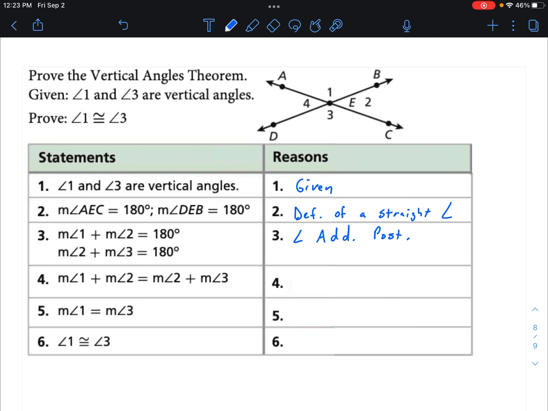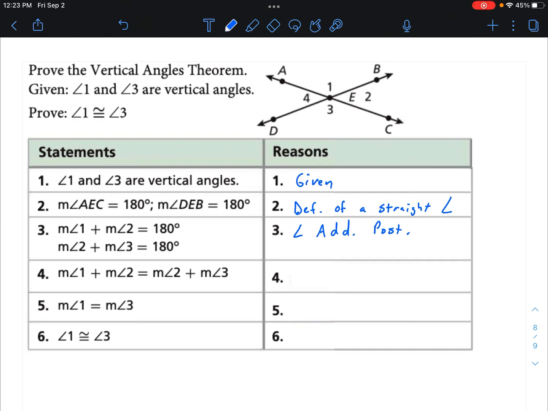In step 4, they're cutting out the 180 and just replacing angle 1 plus angle 2 equals angle 2 plus angle 3. So you could say that was substitution property or transitive property. I'll write both just in case you picked one or the other. And then if you subtract angle 2 on both sides, that would be your subtraction property. You get angle 1 is equal to angle 3. And lastly, of course, if they're equal, they are congruent because that is the definition of congruent angles.